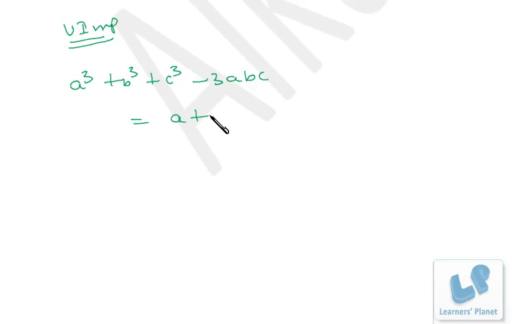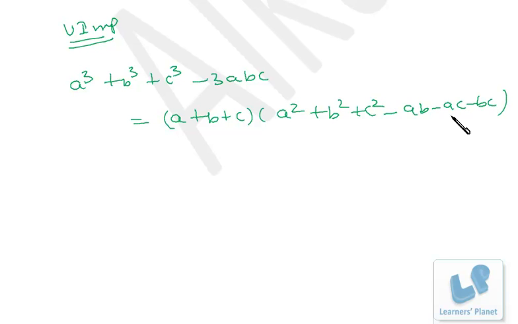Now the next one is very important: a cube plus b cube plus c cube minus 3abc is equal to a plus b plus c into a square plus b square plus c square minus ab minus ac minus bc. Now this looks tedious, but application of these algebraic identities is very important, frequently asked in competitive examinations. So just learn it properly.